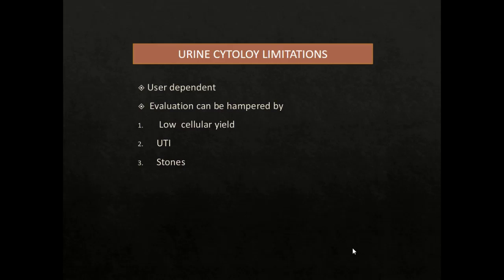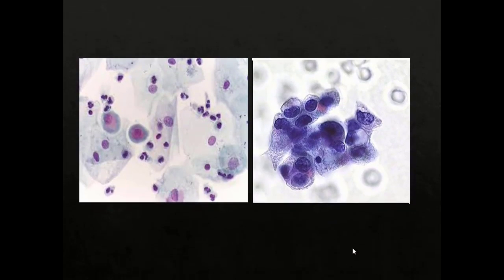There are certain limitations for urine cytology as it is user dependent. I already mentioned it. Evaluation can be hampered by low cellular yield and UTI, which can distort the shape of the cell and it will look like any abnormal cell. Then stone, same mechanism. So you look for any abnormal cell.